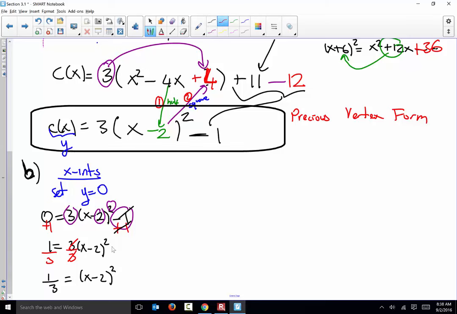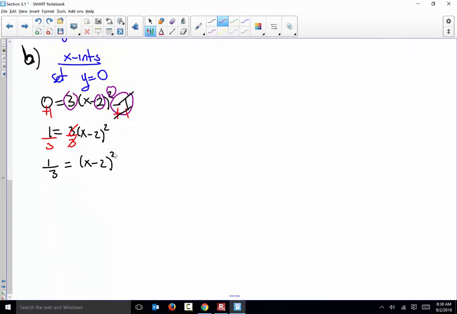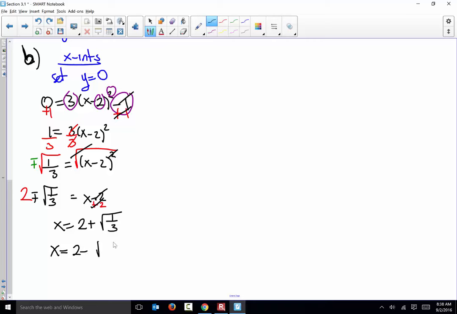Third, I need to cancel that square. How? Take square root and do immediately what? Plus minus. I can't take square root of 1 over 3, so I'll just leave it like that. And add 2. There are 2 results. One, x is the positive choice. Two, x is the negative choice.